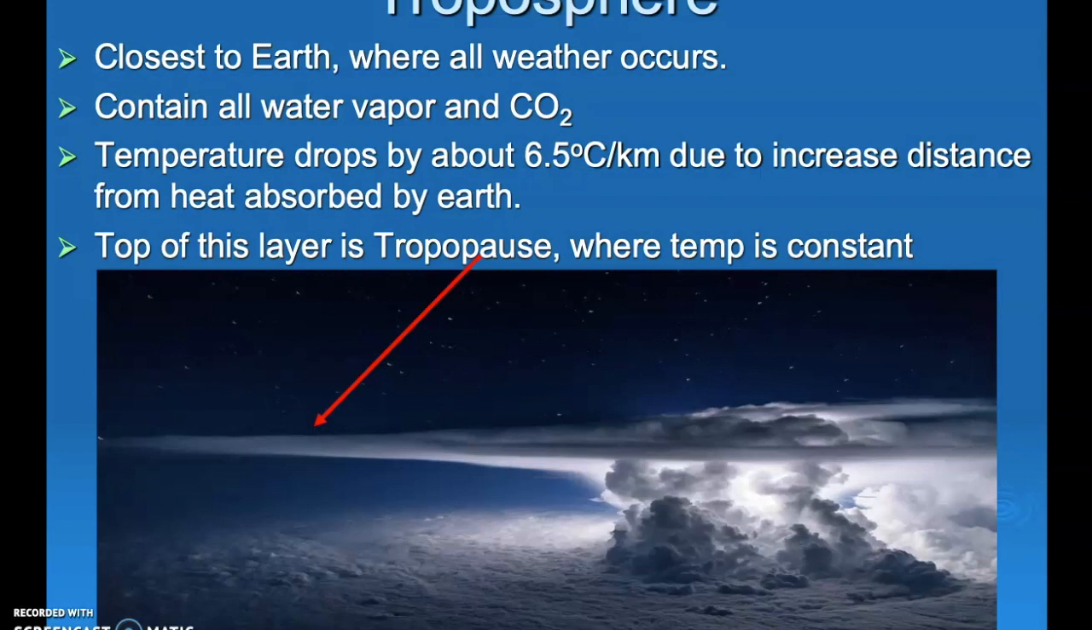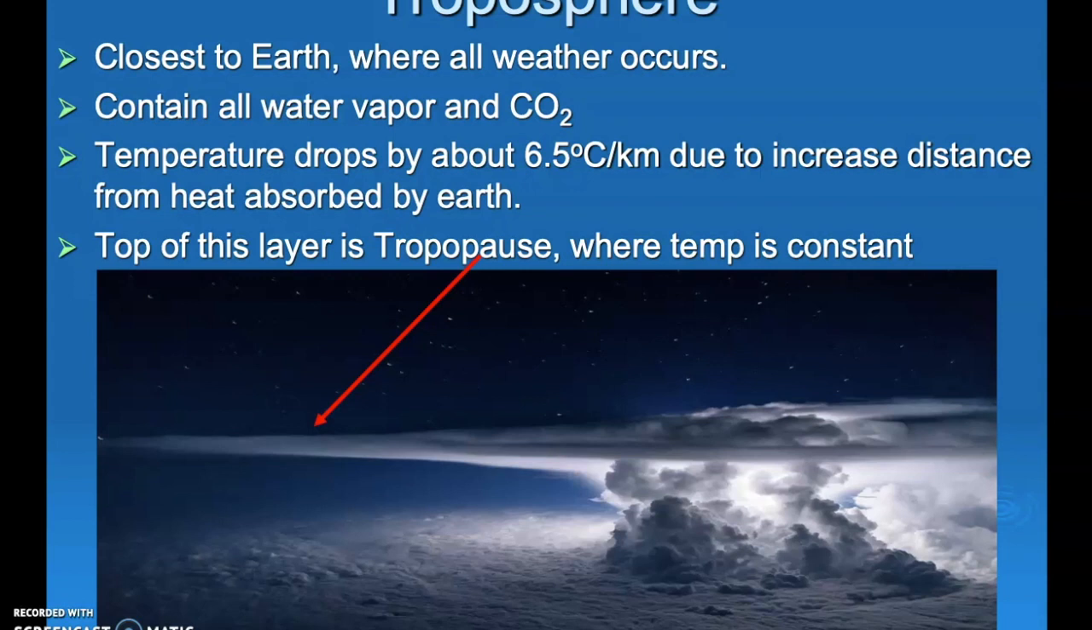Now what we're going to do is go through and learn about each of the layers of the Earth's atmosphere. The first layer is the troposphere, which is the layer closest to the Earth, and that's where all the weather occurs. Any weather conditions or events happen in the troposphere, and it contains all of the water vapor and the CO2 surrounding the Earth. Once you travel above the troposphere, you will not come into contact with water vapor or carbon dioxide molecules.